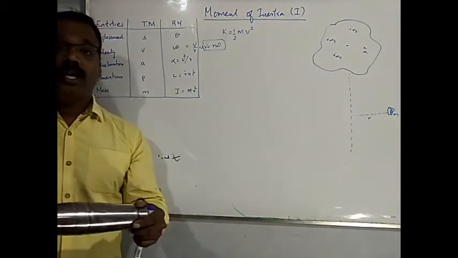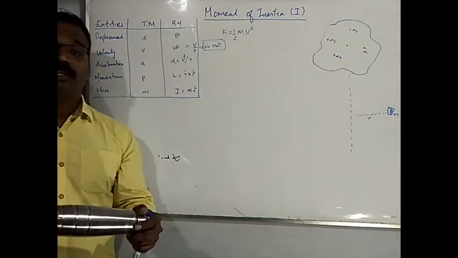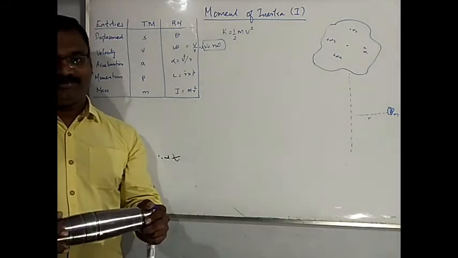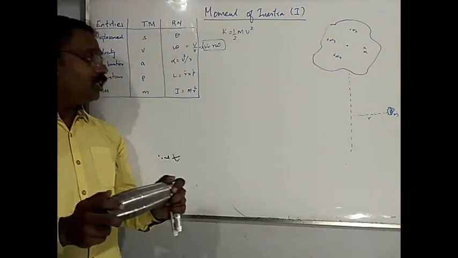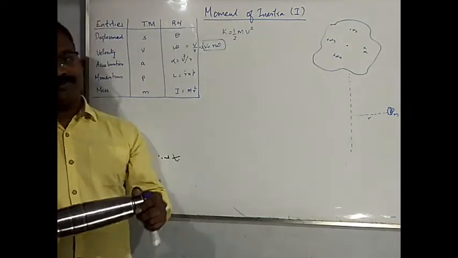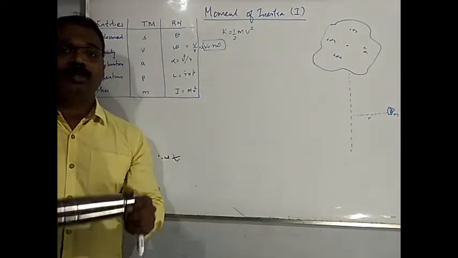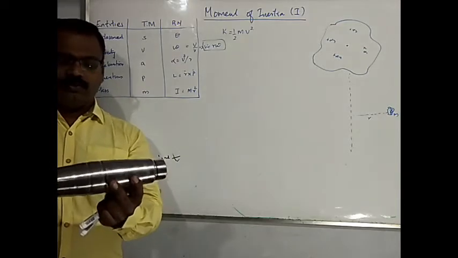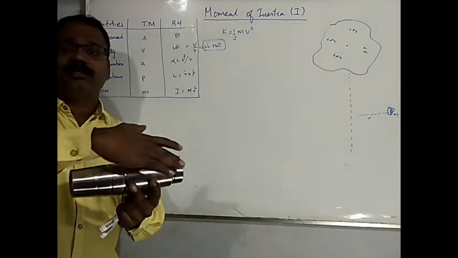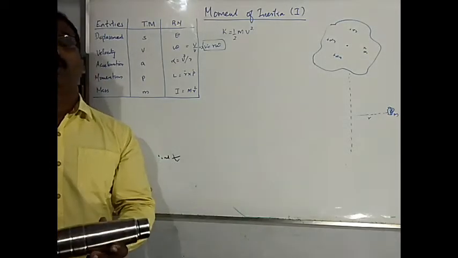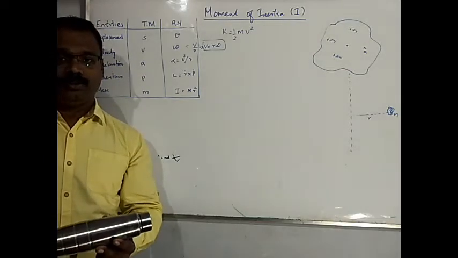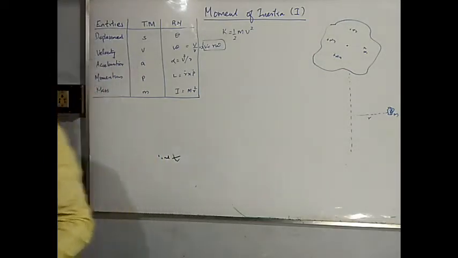See, when the r increases, the inertia increases as a square. That is, I is proportional to r square. So if the distance from the axis increases, then the moment of inertia also increases.